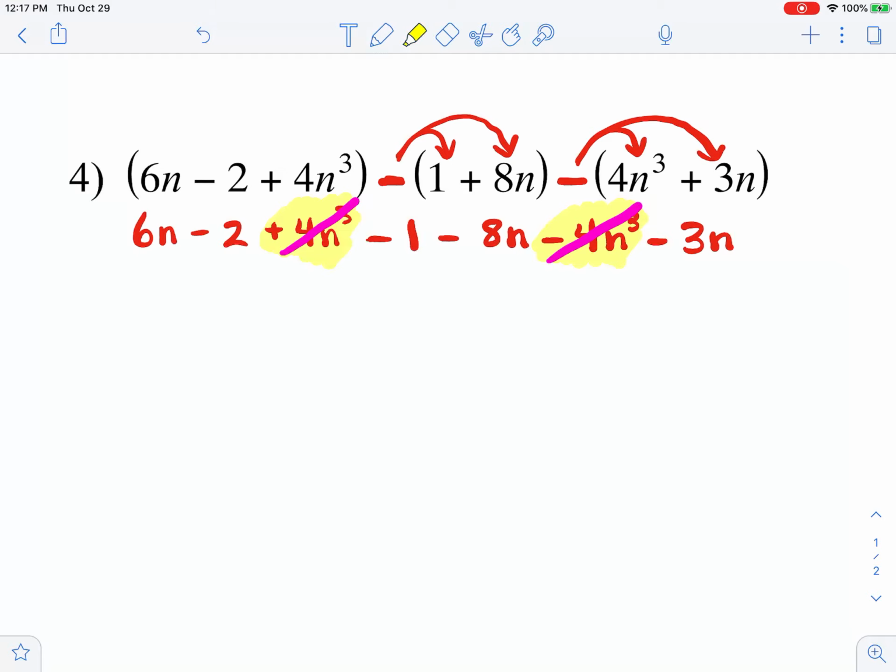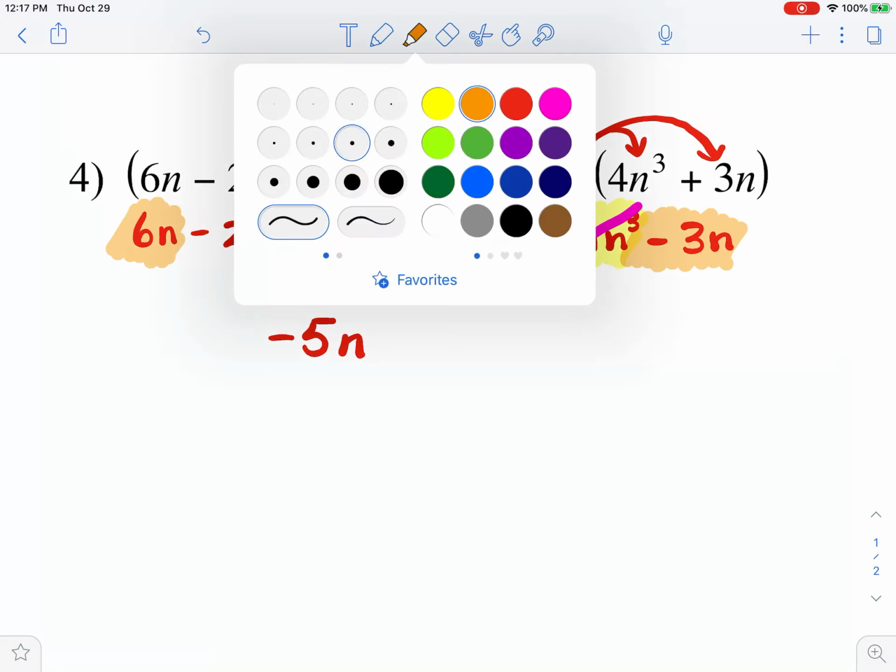Let's move on down. So do we have an n squared? Nope, no n squareds. Do we have any n's? Yes, here's one, 6n. Here's another one, minus 8n, and one more, minus 3n. Combining those three things together, 6n minus 8n is negative 2n, minus 3n would be negative 5n. So negative 5n.